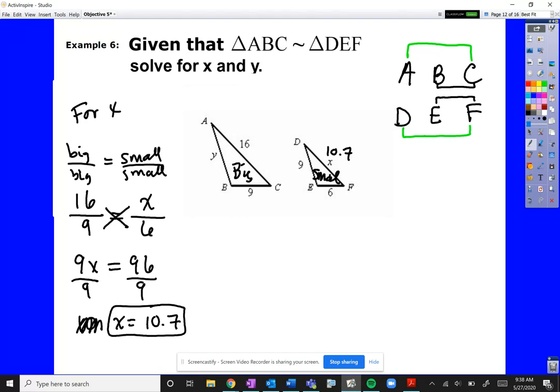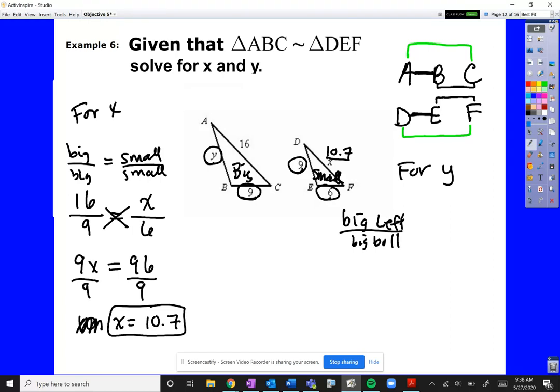Okay. And my suggestion, guys, is don't use the x that we already found. Just use some of the originals that you're given. So we need y, so we're going to have to use A to B. Then we have to use D to E, which is this one here. And I would say, again, use the bottom, because the bottom was a given measurement as opposed to this, which is more of something we solved. So we'll go big left side over big bottom equals small left side over small bottom.